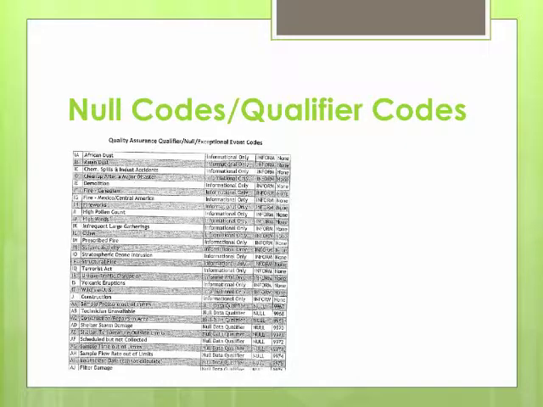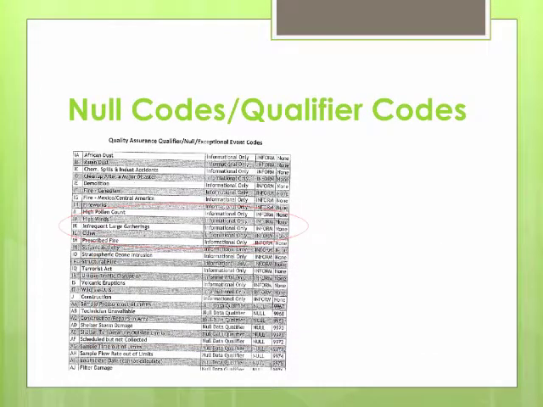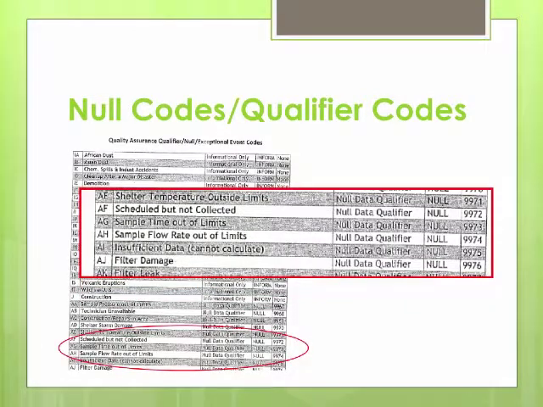Then you have a list of null codes that are provided for you. What we want you to notice here is that there's a couple of different kinds of null codes that Reggie went over, right? So you'll have some that are information only, okay? And then you have some that are null codes, okay?